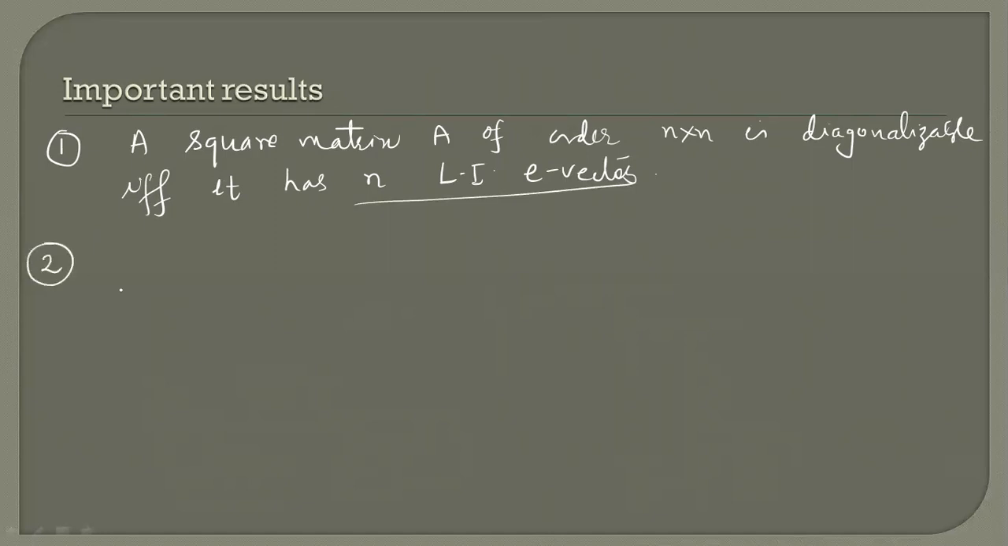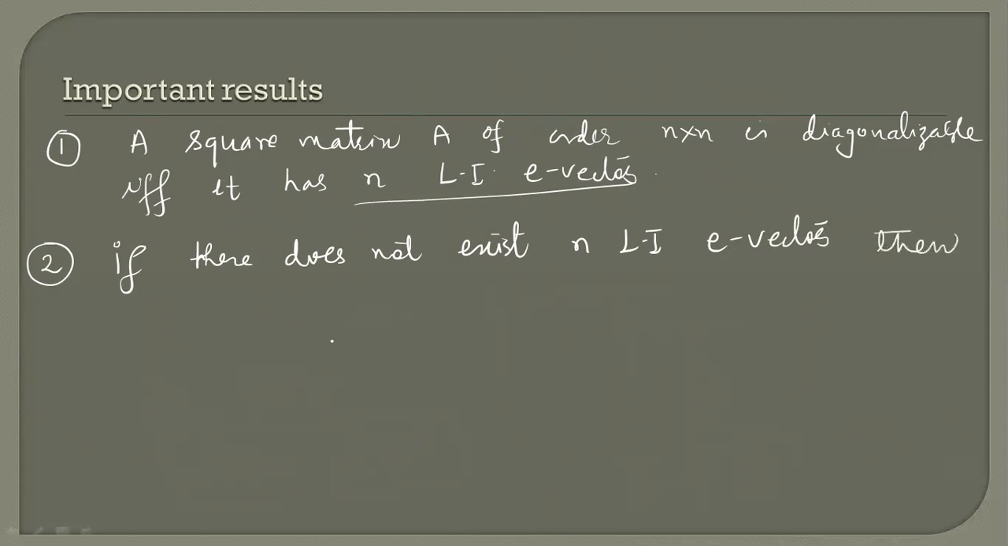Second result: if there does not exist n linearly independent eigenvectors, then matrix A of order n cross n is not diagonalizable.